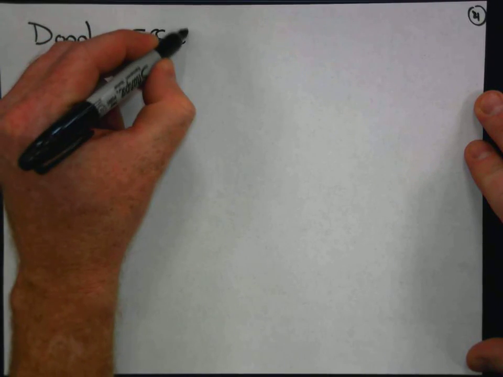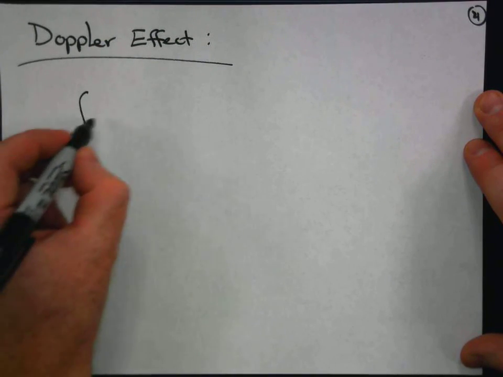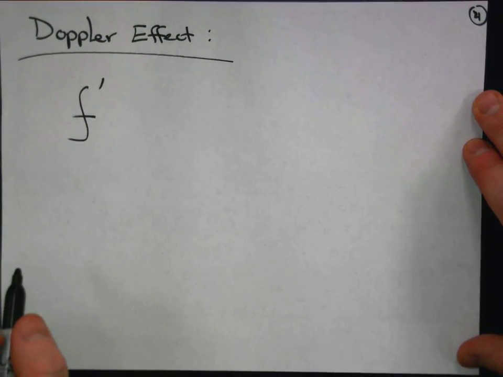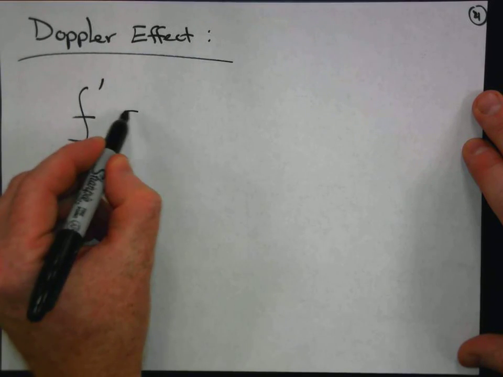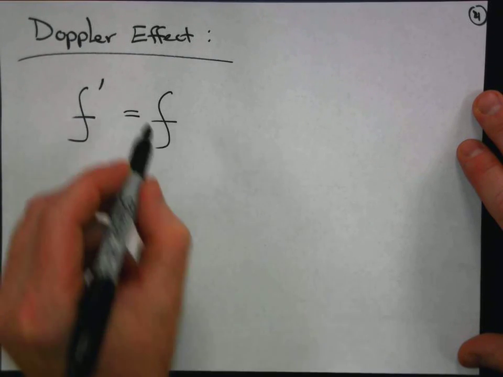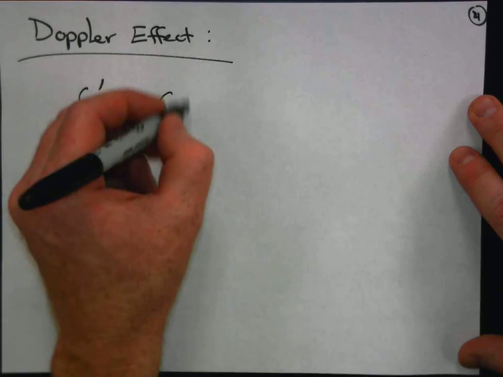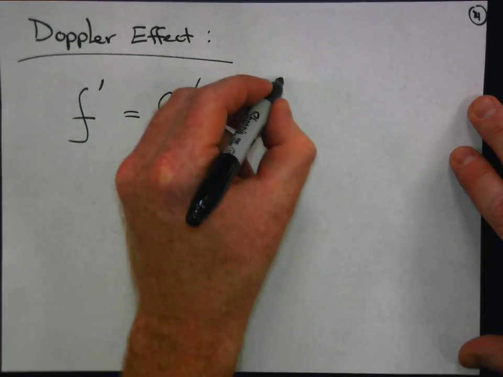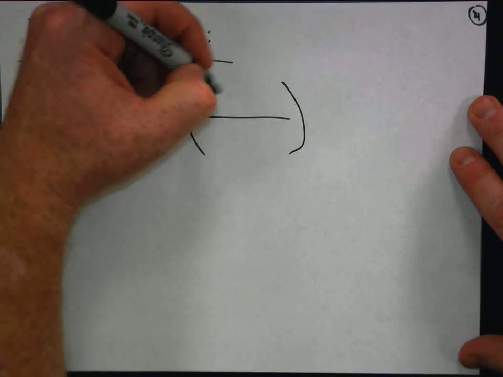Doppler effect equation. Here we go. Frequency detected is equal to the frequency produced by the source, so the original frequency produced by the source, times some factor that changes things. And here we go. Here's where it gets interesting.